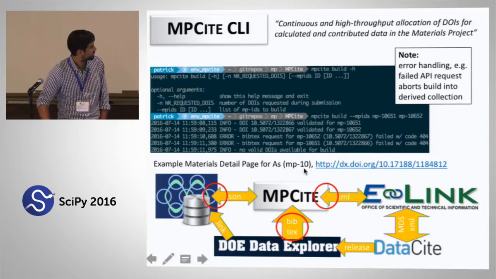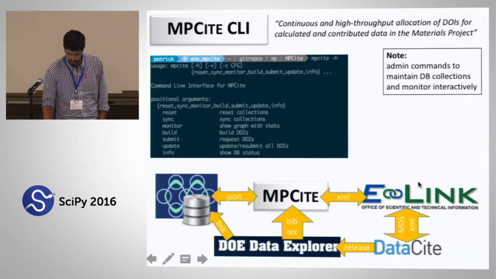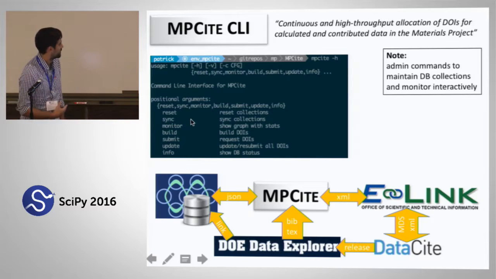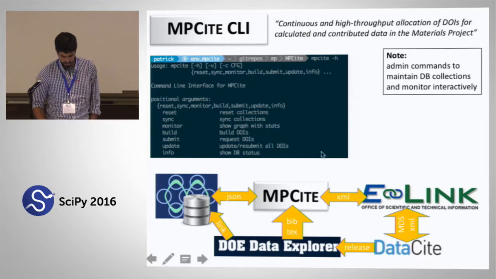So here is an example page. I'm not going to click on it, but this is what it would look like. 10.17188 is our data client's, our Materials Project DOI prefix, and then this is a unique ID for that details page. There's also with MPCite a set of admin commands that reset, sync, monitor, give you info on the databases.